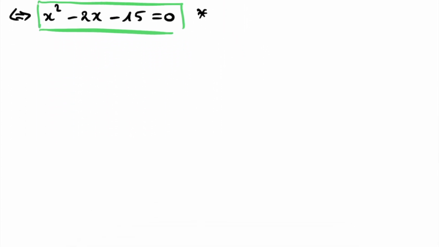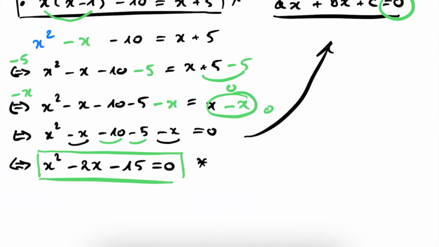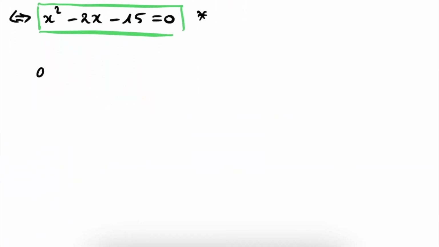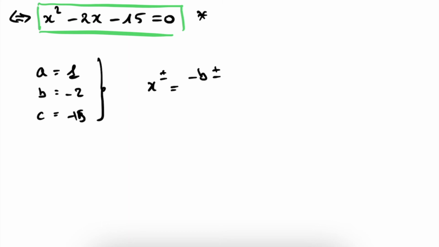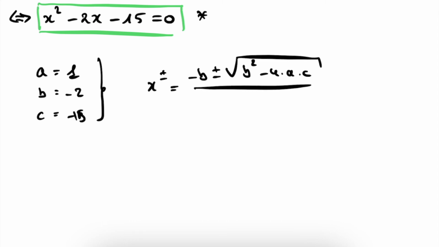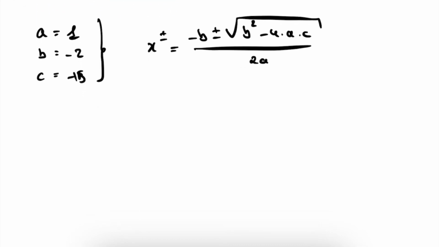And now I'm sure you already know how to solve these equations. So we identify A, B, and C. A is 1 in this case, because there's nothing in front of the x squared. B is minus 2. And C is minus 15. So this we can use in our general formula. For one last time, I will write it down to avoid any confusion.